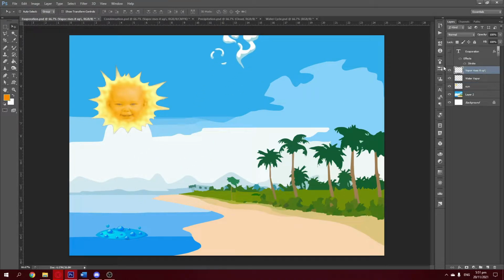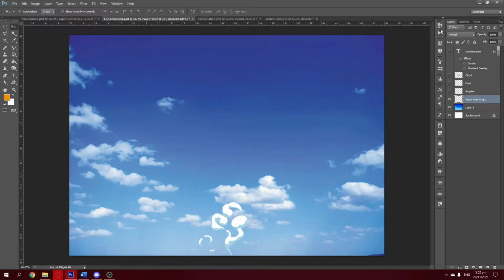This is the first step of the water cycle. This process is called evaporation. And as the water gets heated, you'll be able to see the water vapor rising up in the air.